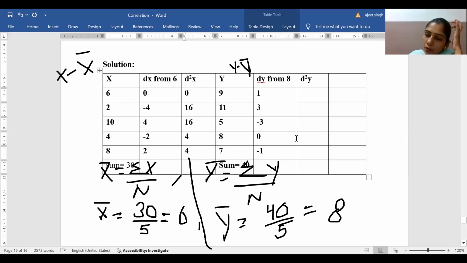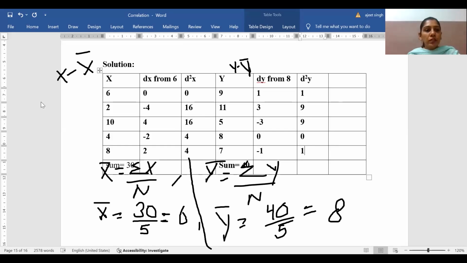Okay, now let's square the dy. So d square y is 1, 3 into 3 is 9, minus 3 square is again 9, 0, and minus 1 square is 1.